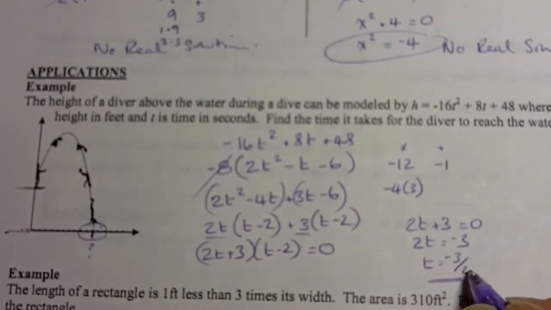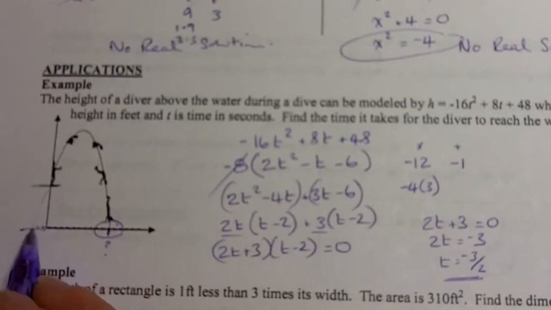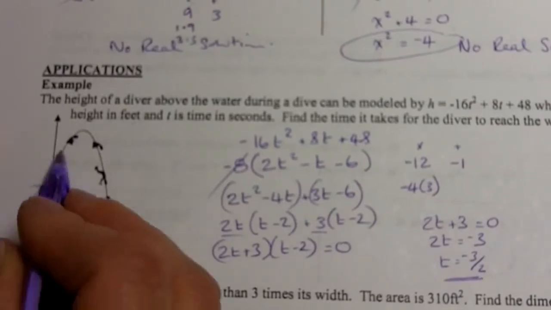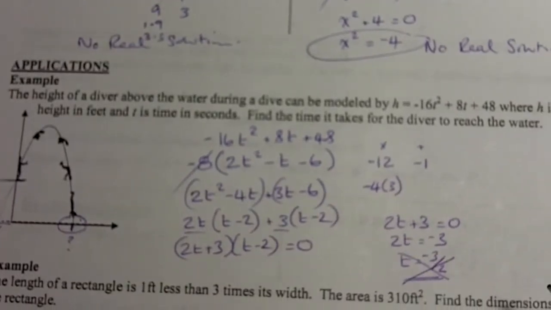This tells us at negative 1.5 seconds they'll reach the water. So now you've got to think, negative time would have been here. That didn't exist really, did it? And it's certainly not when they're getting into the water. So we actually throw that solution out. It doesn't work for this application.